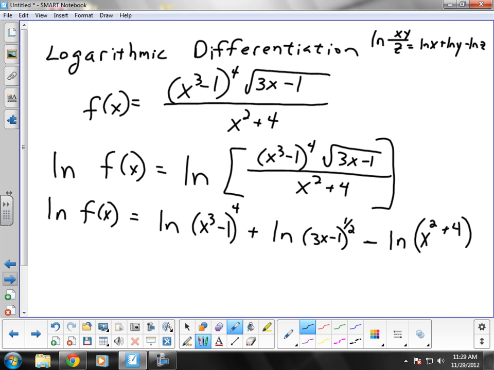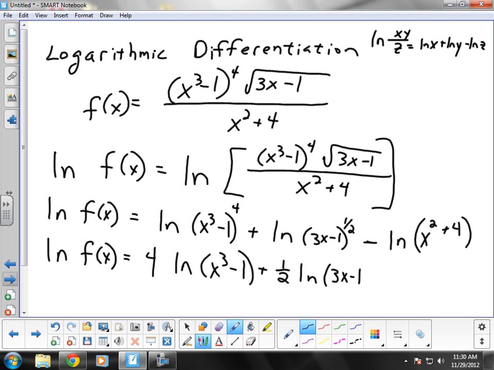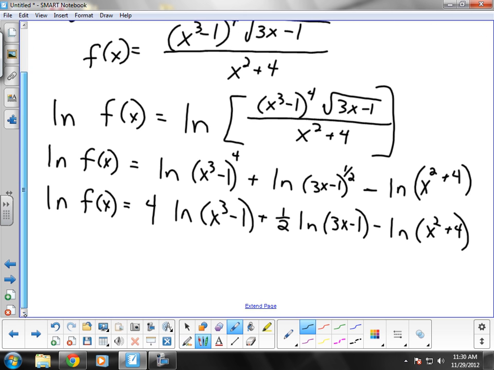And now remember, I don't have to have those exponents on those arguments, right? I can actually use the power property. And I have the ln of f of x is equal to 4 times the ln of x to the third minus 1, plus 1/2 times the ln of 3x minus 1, minus the ln of x squared plus 4. Now I have this in a much nicer form, because now I can just take the derivative of each one of those ln's separately, because they're all added and subtracted.